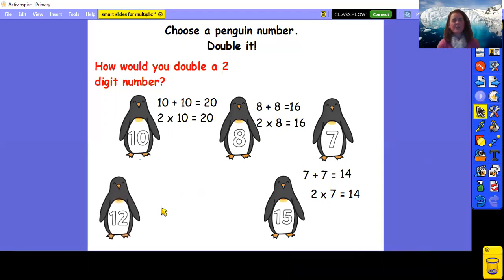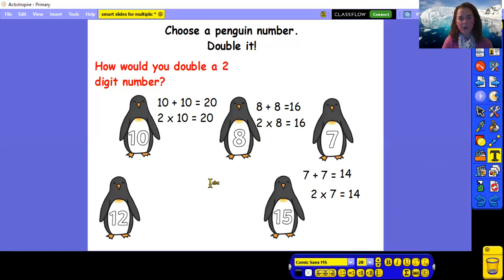So we've got double 12. Now, you could look at this as a 2-digit number. So we've got 1 10 and we've got 2 1s. I write my 10s over the top of there and my 1s. So I've got my 10s and 1s. So what I would do to make this really simple is I would double the 10s first and then double the 1s. So what is 10 add 10?